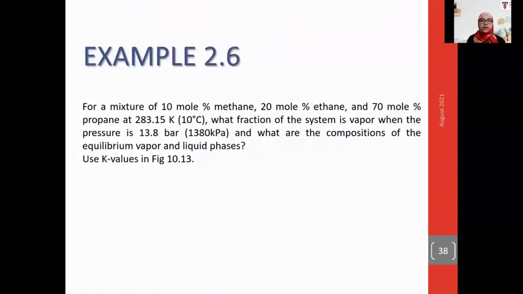Okay, let's take a look at example 2.6. For a mixture of 3 components, the fractions are also given, at 10 degrees Celsius. What fraction of the system is vapor when the pressure is 13.8 bar? And what are the compositions of the equilibrium vapor and liquid phases? So we need to find the fraction in the vapor and the composition. Use the K value.